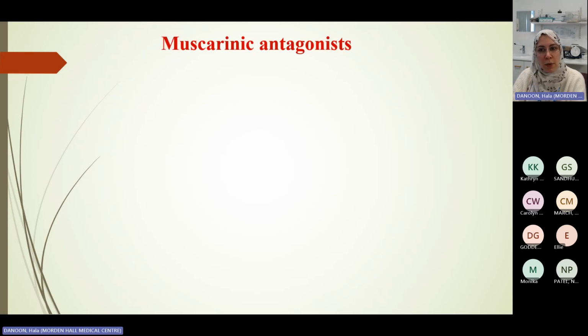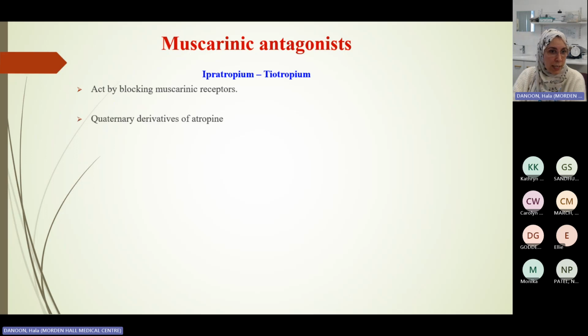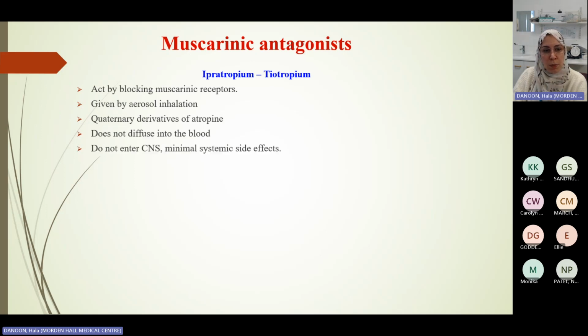Muscarinic antagonists, so we have ipratropium and tiotropium. One of them is short acting and the other one is long acting. They act by blocking muscarinic receptors, and they are quaternary derivatives of atropine. They are given mainly through aerosol inhalation, and they do not diffuse into the blood. They do not enter the CNS, and they have minimum side effects.